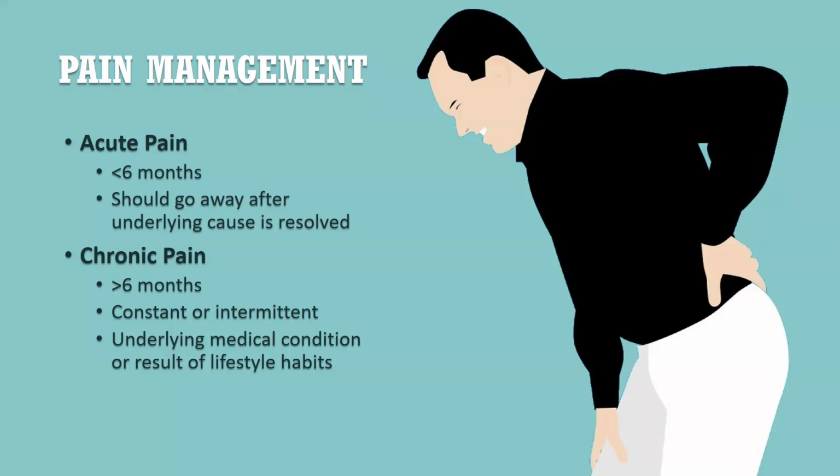As opposed to chronic pain, which lasts greater than 6 months, it can be either constant or intermittent. So someone could be in pain all day long, or say they have a soft tissue tear that happened 5 years ago and they just never healed right. It could be after extensive movement throughout the day that is where their pain is, but in the morning they might not be complaining of pain at all. And it's generally related to underlying medical conditions or a result of lifestyle habits.